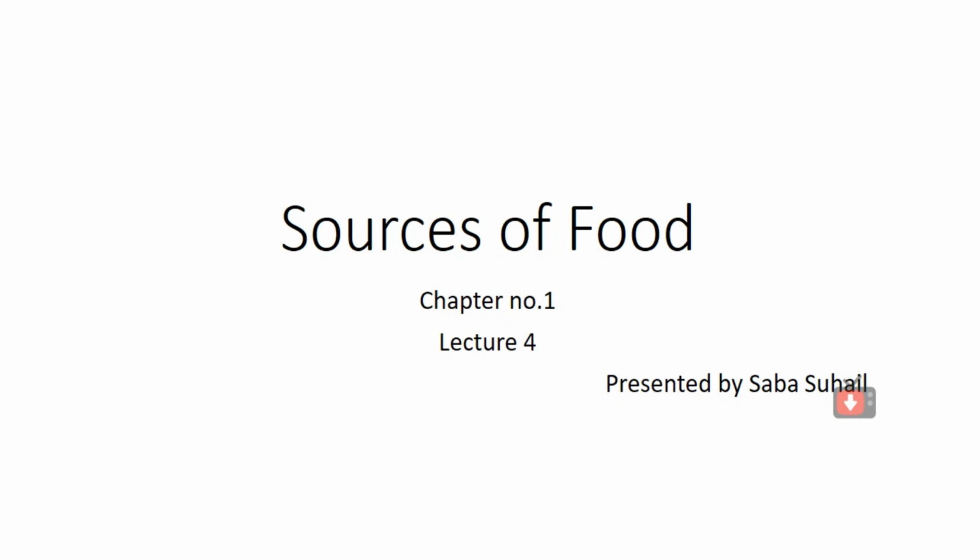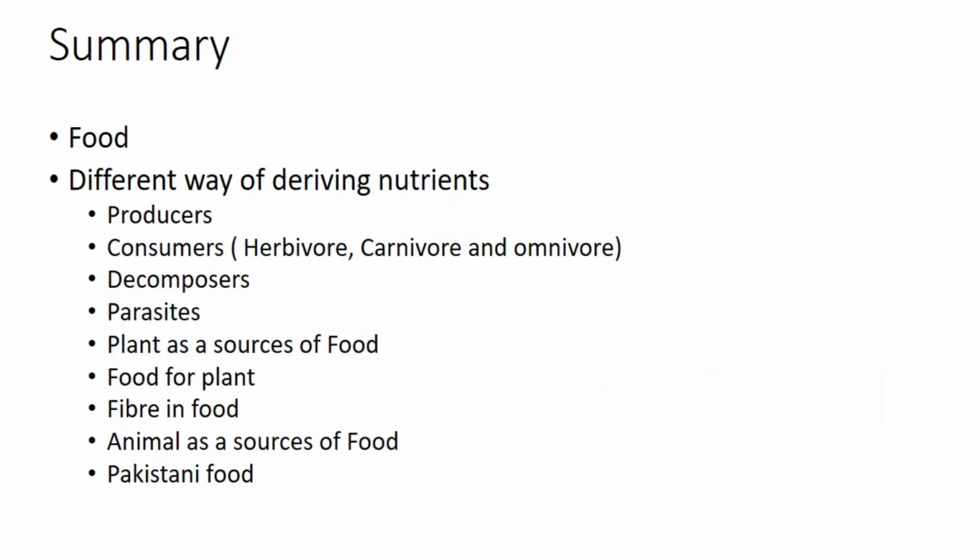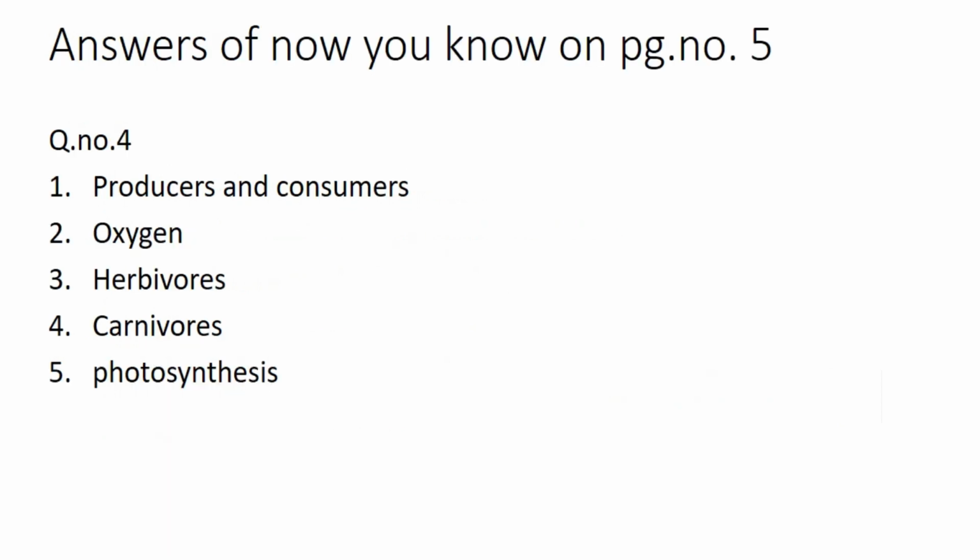In the last 3 lectures, we have covered the following topics: food. We discussed different ways of deriving nutrients. We discussed producers, consumers, decomposers, and parasites. We discussed plants as a source of food, food for plants, fiber in food, animals as a source of food, and Pakistani food. Now, this completes our chapter. So in today's lecture, we're going to discuss the answers.